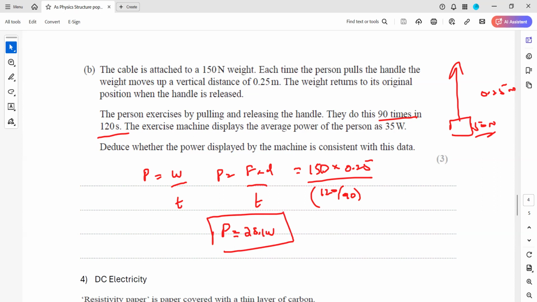28.125 or 28.1, is it consistent with 35? There's a large difference. The percentage difference is high. So it means it is inconsistent. A machine does not show an average power correctly.